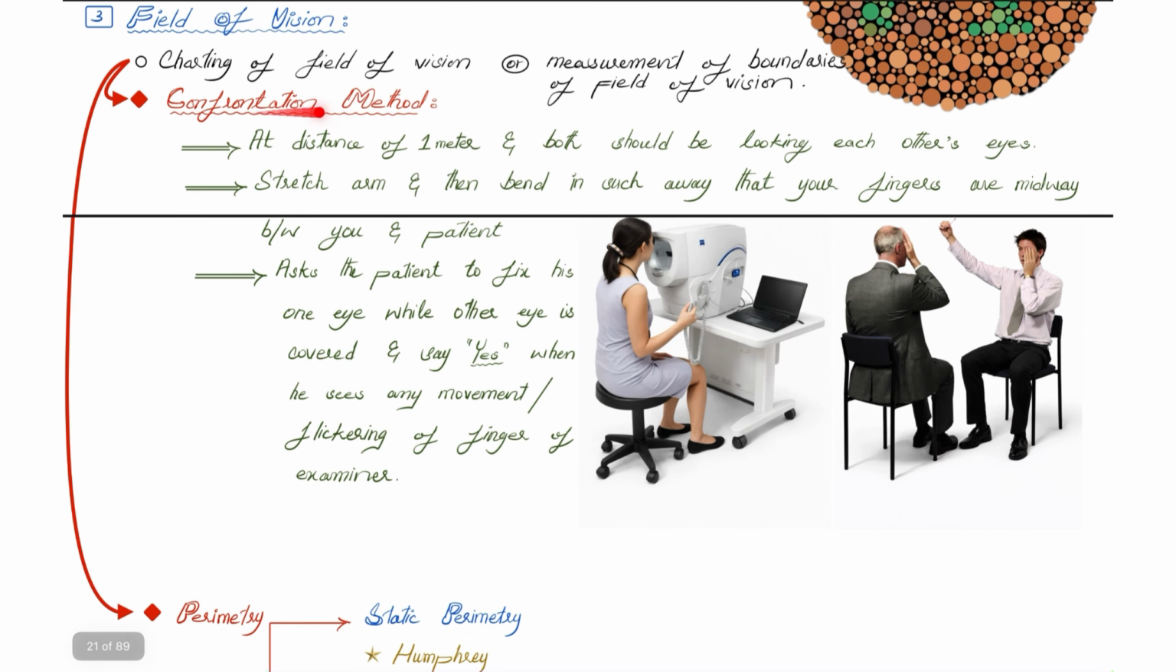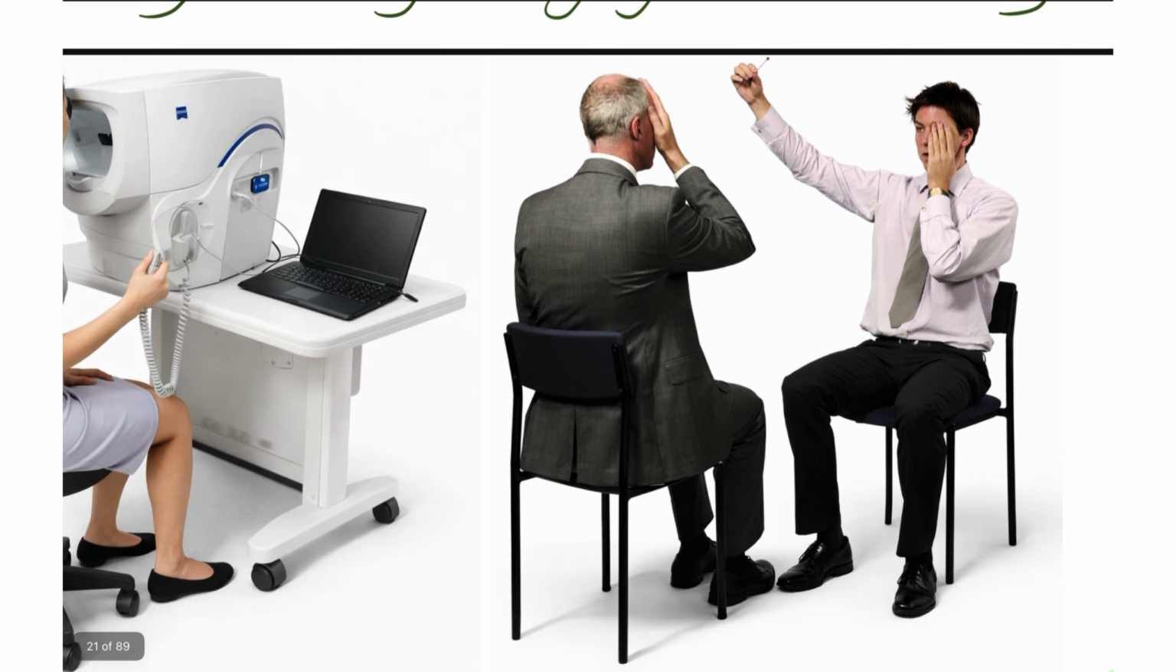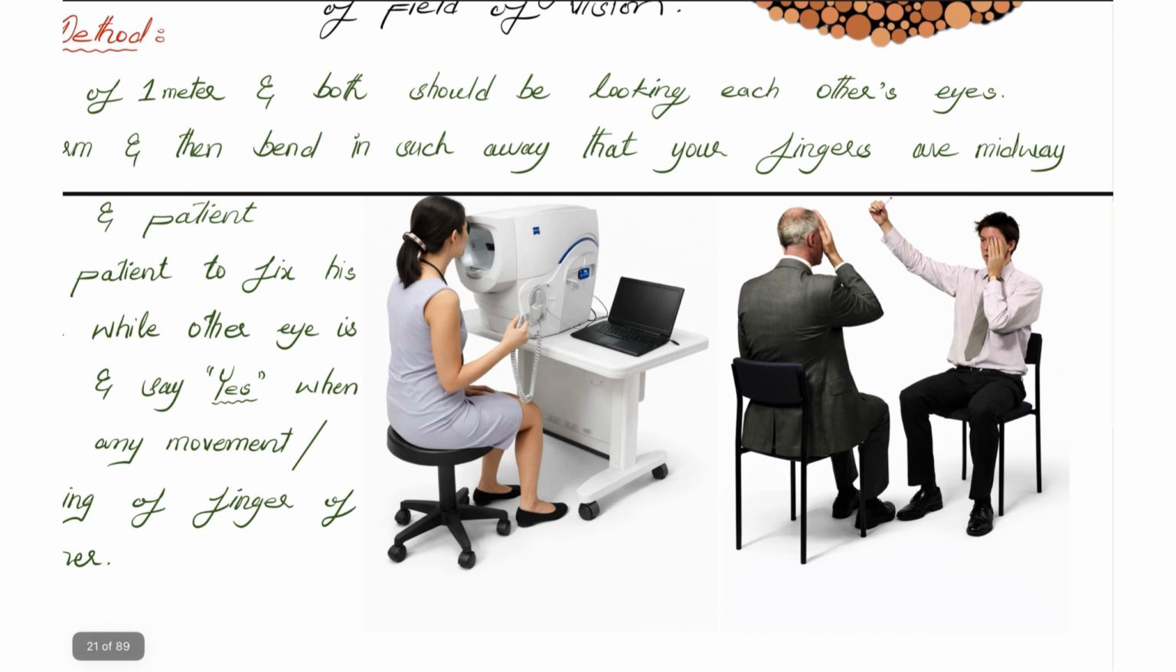In the confrontation method, the doctor and the patient are at a distance of 1 meter, and both are looking towards each other's eyes, and the examiner stretches his arm, then bends it in such a way that his fingers are midway between him and the patient, and then he asks the patient to fix his eyes while the other eye is covered and say yes when he sees any movement or flickering of the fingers of the examiner.